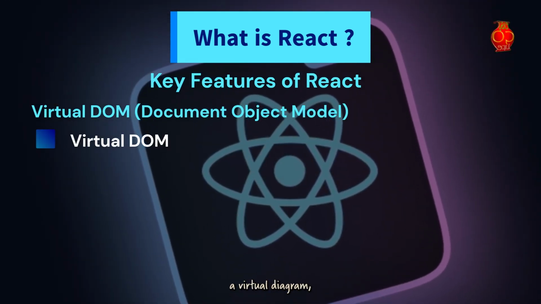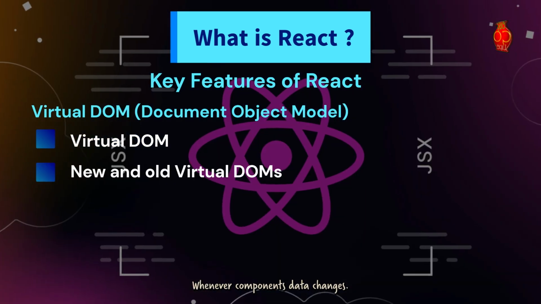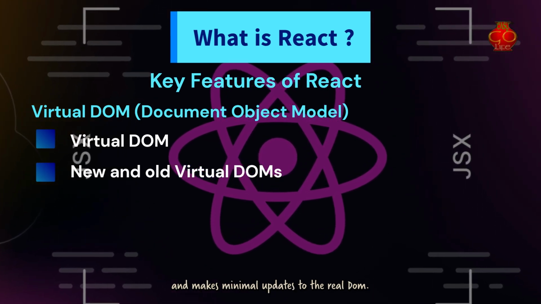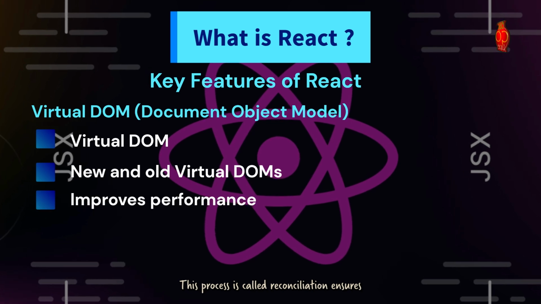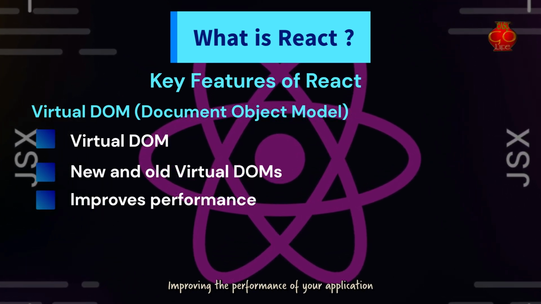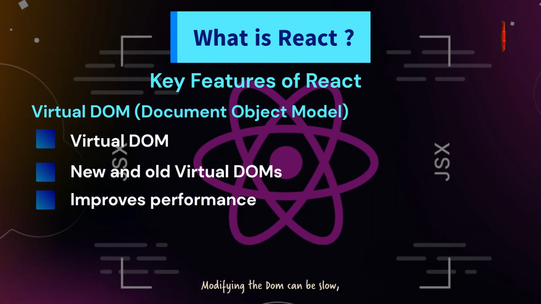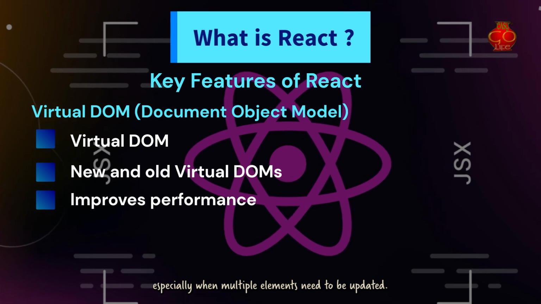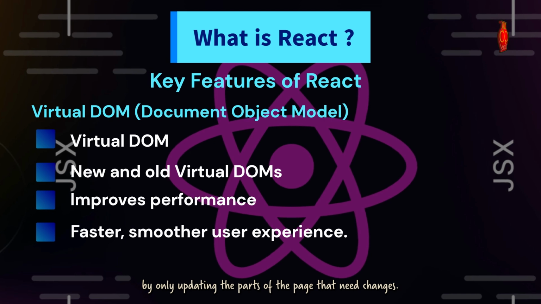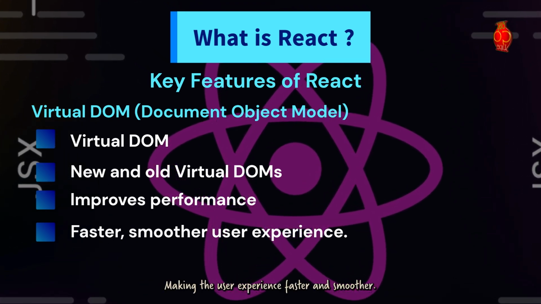Virtual DOM, Document Object Model. React uses a virtual DOM, which is a lightweight copy of the actual DOM. Whenever a component's data changes, React compares the new virtual DOM with the old one and makes minimal updates to the real DOM. This process, called reconciliation, ensures that updates happen efficiently, improving the performance of your application. In traditional web development, modifying the DOM can be slow, especially when multiple elements need to be updated. React's virtual DOM helps avoid this bottleneck by only updating the parts of the page that need changes, making the user experience faster and smoother.